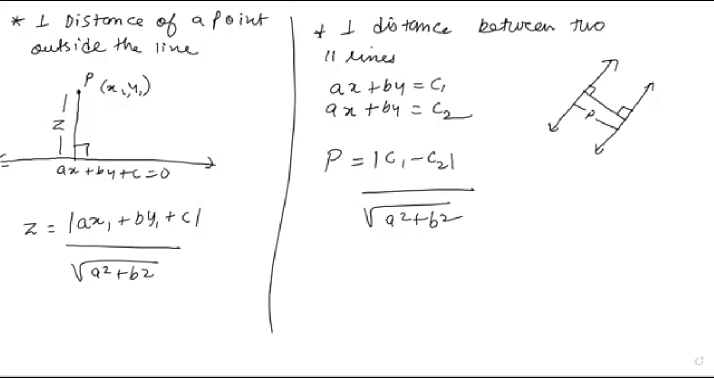The condition over here is the coefficients of x and y should be same. If it is not, then you have to make it same. Parallel lines will have their coefficients either same or in the form of multiples, right? So if they are in the form of multiples, then you should make their coefficients same, and then you should apply this formula, mod c1 minus c2 upon square root a square plus b square.